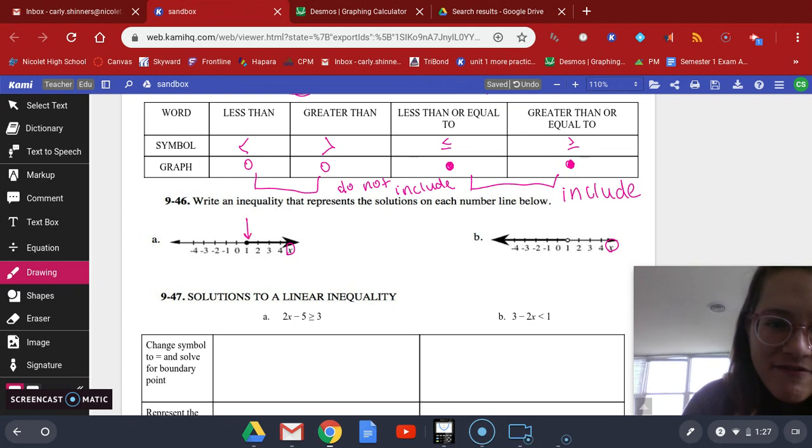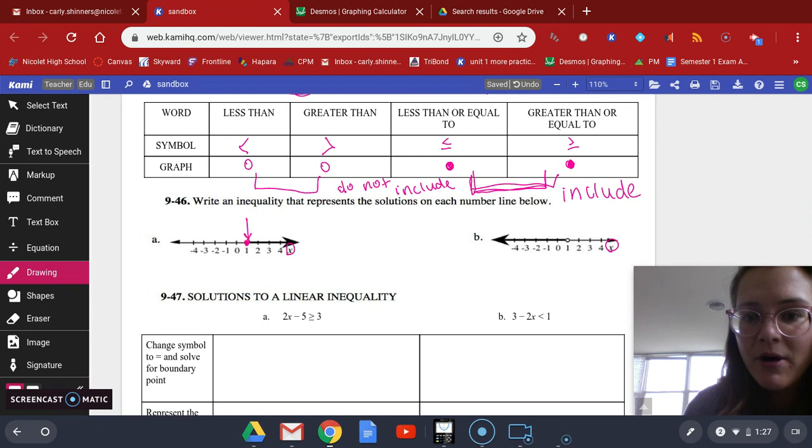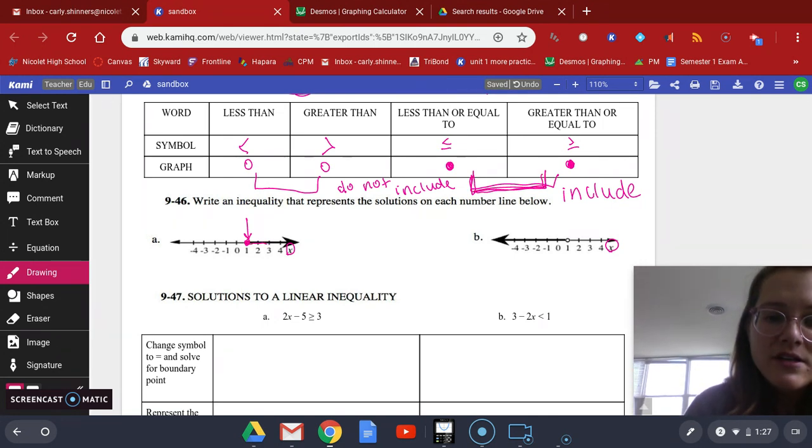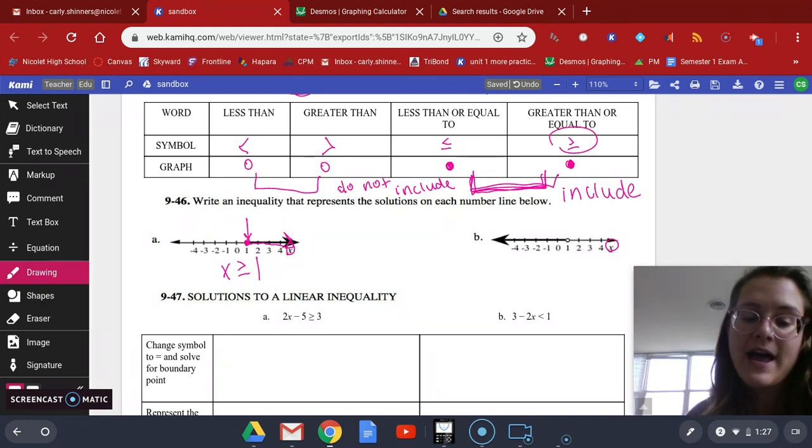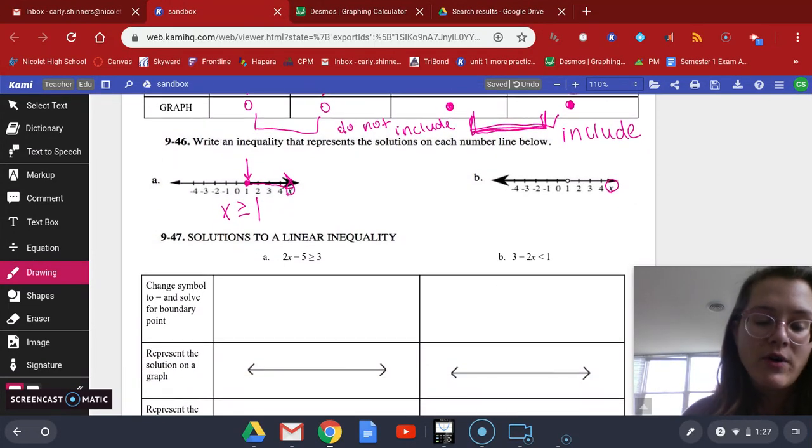But I see that I have a filled in dot, so I should be on this part of my table. And I see that I'm shading to the right. So numbers to the right of x, that would be numbers that are greater than, right? So I want to use this symbol, greater than or equal to 1, okay? Because it's filled in and it's to the right.